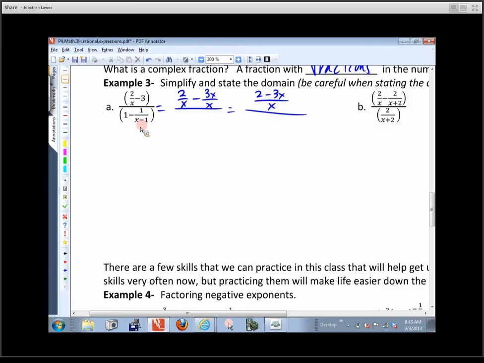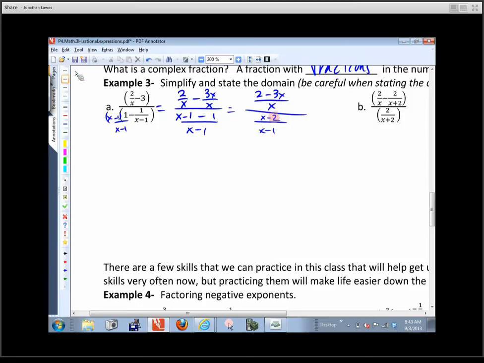I need a common denominator on this one. So I'd need an x minus 1 here and an x minus 1 there. So x minus 1 is my common denominator, and then I'm going to have x minus 1 minus 1. Any questions? So this is going to be x minus 1 on the bottom, and this is going to be x minus 2 on the top. I now have this fraction up here divided by this fraction down here.